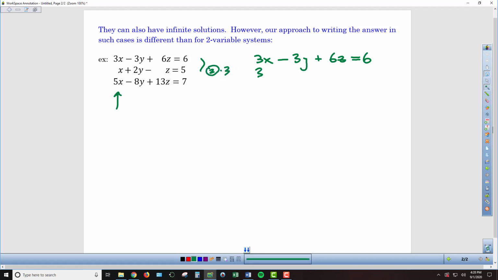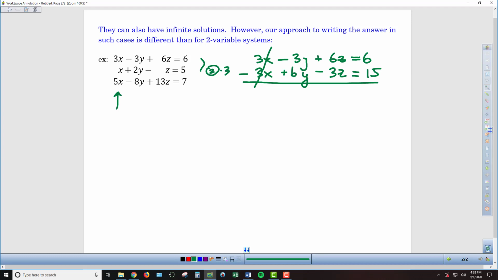So I'm going to get 3x plus 6y minus 3z equals 15. And now I can see the x's have a match, so I'm going to subtract these two equations. And so when I do that, the x's indeed disappear. We have to be very cautious with our positive and negative signs here.